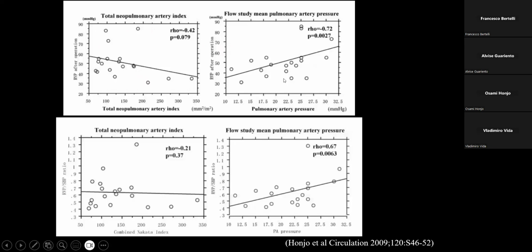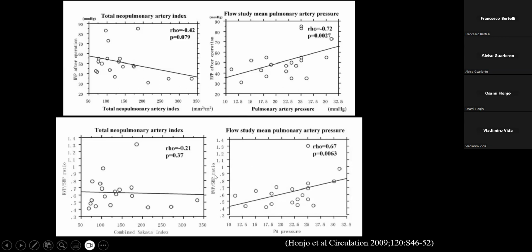If you look at this, the left panel, upper and lower, shows the anatomic parameters, that's the total neopulmonary artery index. The right-hand panel, upper and lower, is the mean PA pressure obtained from the intraoperative pulmonary blood flow study. And you can see that you have a much higher correlation between the pulmonary artery pressure obtained by the flow study and the subsequent RV pressure after the VSD is closed.